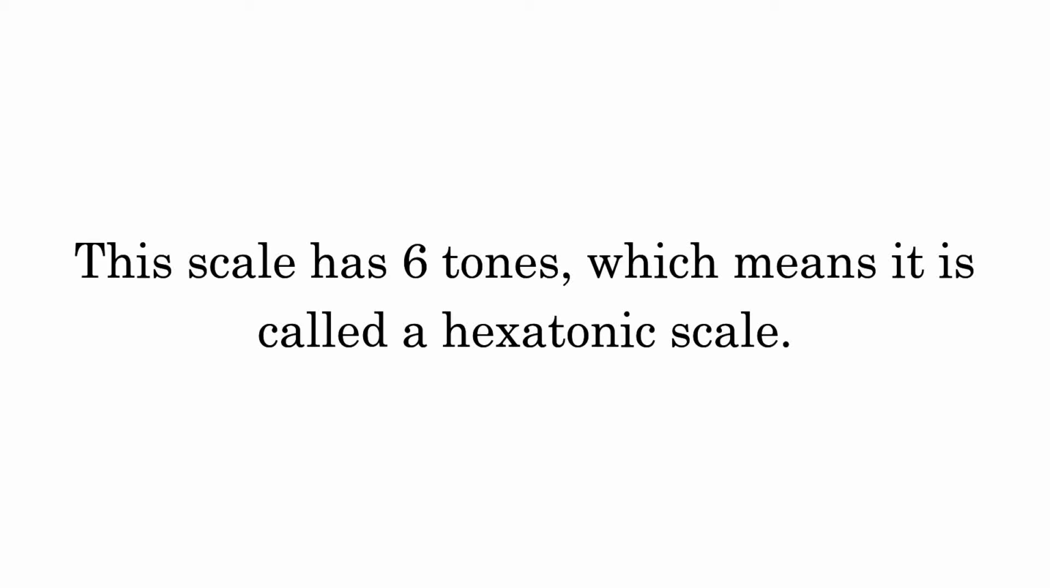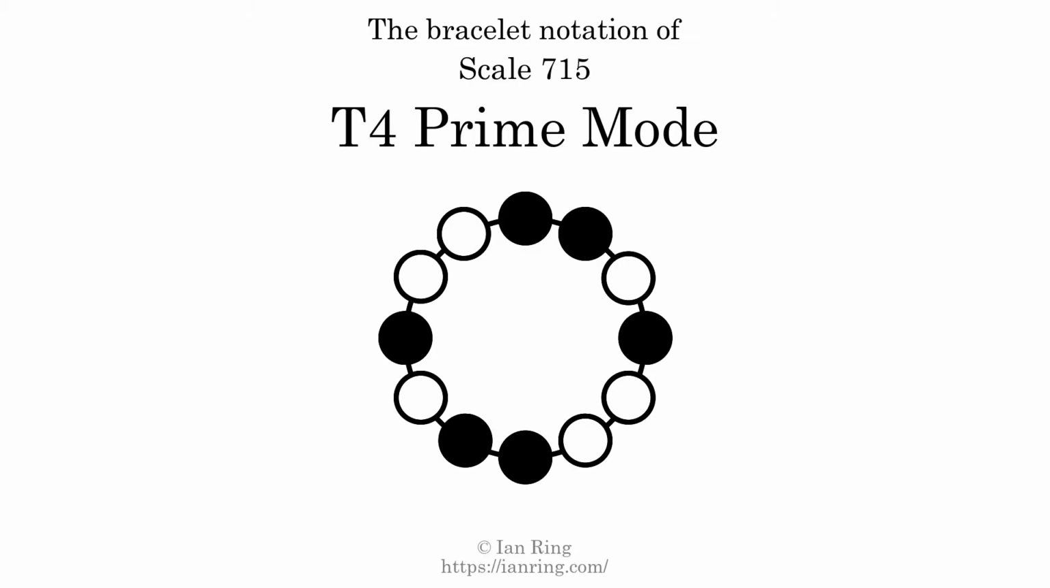This scale has 6 tones, which means it is called a hexatonic scale. This is a bracelet notation diagram of scale 715. The shaded circles represent tones that appear in the scale, and they are read clockwise, starting at the top.